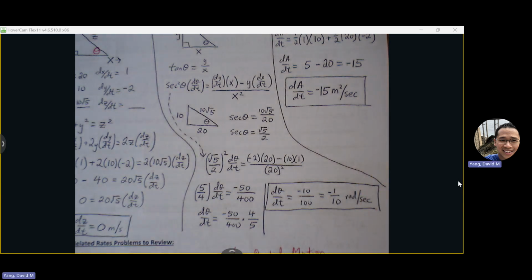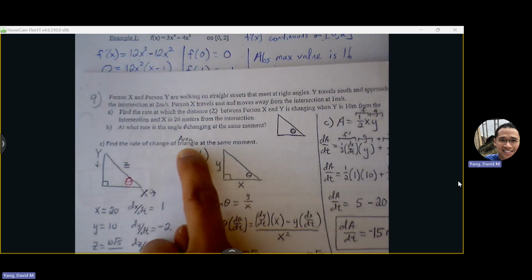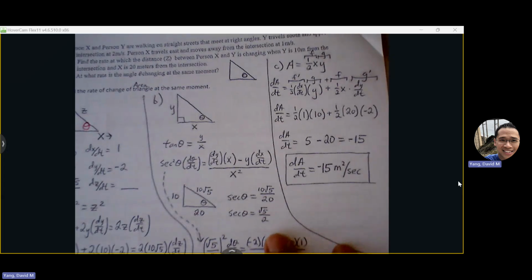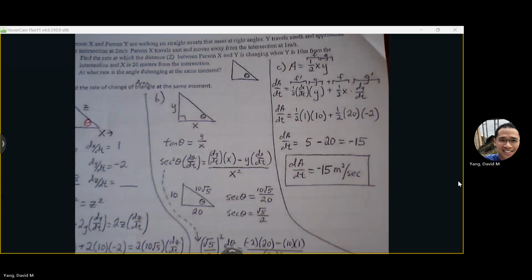Part C says, find the rate of change of the area of the triangle. Sorry, I didn't indicate that on your copy. I meant to say area of a triangle. So we know area of a triangle is 1/2 base times width. Sorry, 1/2 base times height. In this case, x is the width, y is the height. So we have to go through product rule. F prime g plus f g prime.